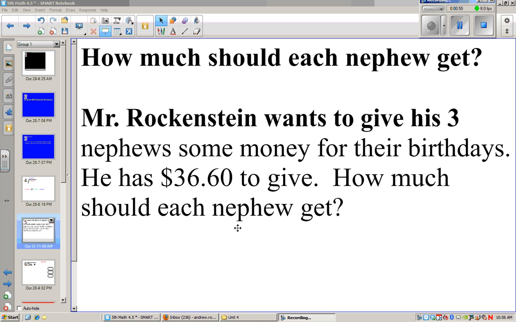Here's a number story that I want you to try as a practice problem. So I'm going to read it. Mr. Rockenstein wants to give his 3 nephews some money for their birthdays. He has $36.60 to give. How much should each nephew get? That's the question. So right now, pause the video, work on this problem, get an answer that makes sense to you, and then start the video again and we'll compare.